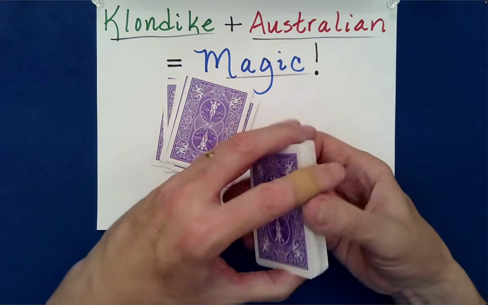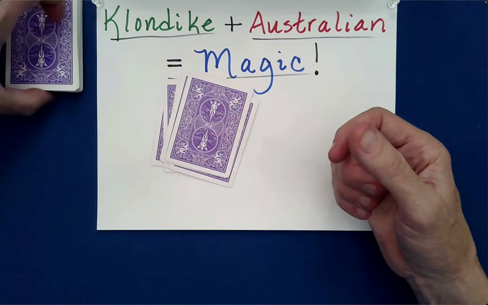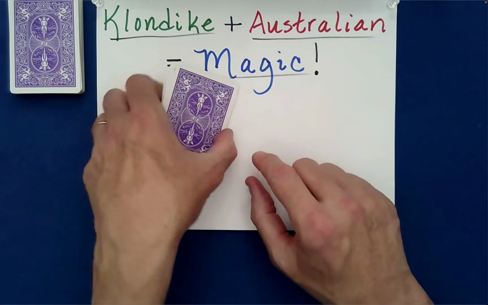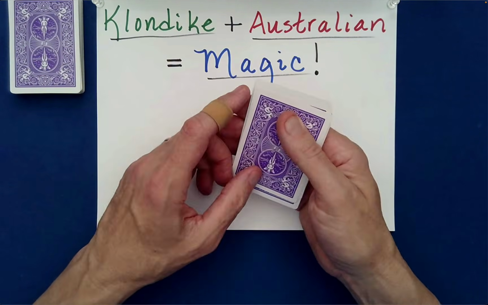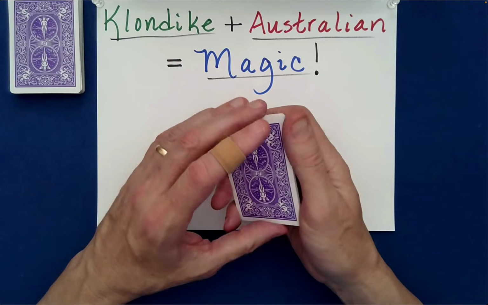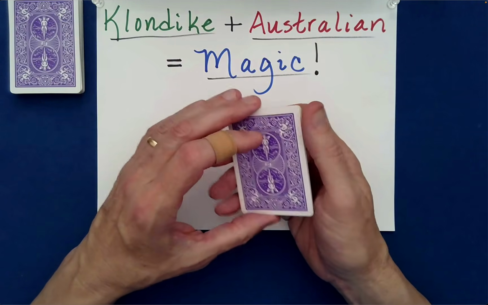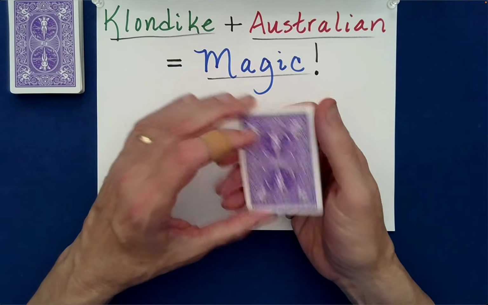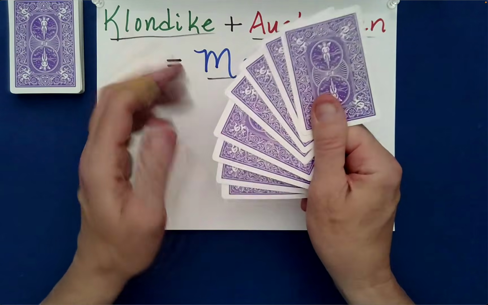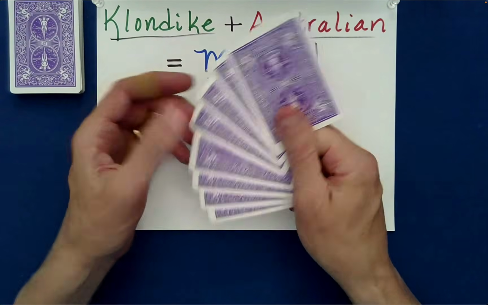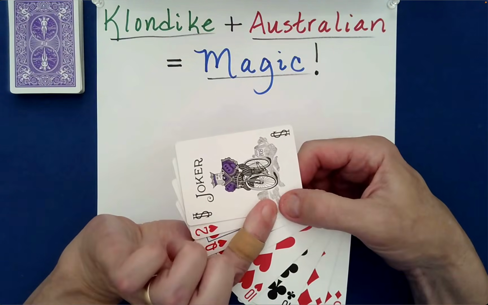Now we need 8 cards for this, and the reason for that is because the Australian Shuffle will reveal the bottom card of a packet of 8 cards. So that's the lone survivor principle. So we have 8 cards, the bottom of which, of course, is your joker.